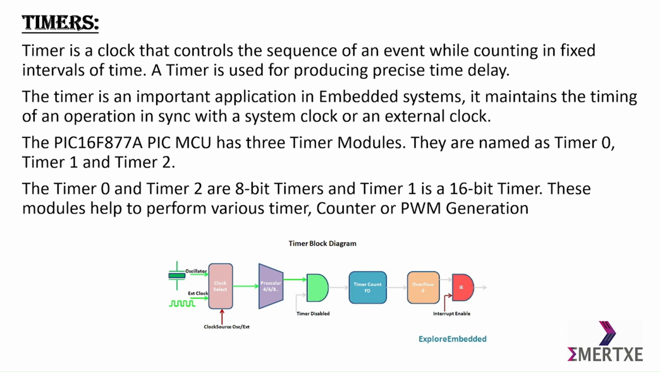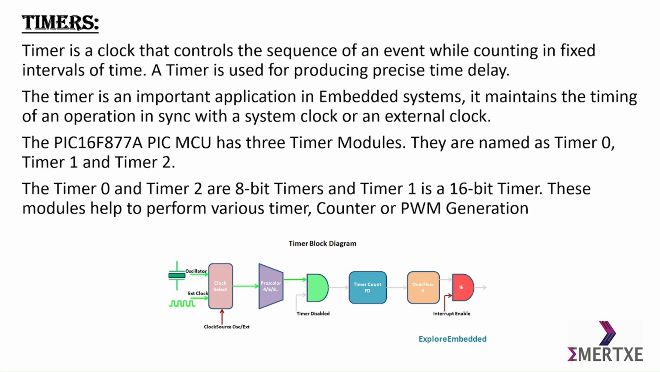It maintains the timing of an operation in sync with a system clock or an external clock. The PIC16F877A PIC MCU has three timer modules. They are named timer 0, timer 1 and timer 2. Timer 0 and timer 2 are 8-bit timers, whereas timer 1 is a 16-bit timer. These modules help to perform various timers and counters or PWM generation. PWM stands for pulse width modulation.